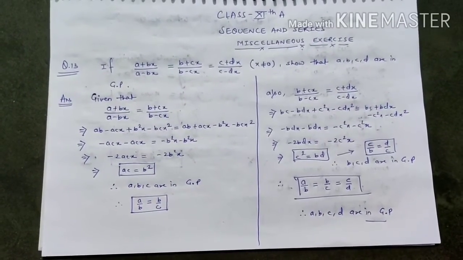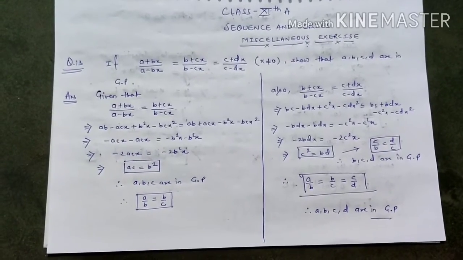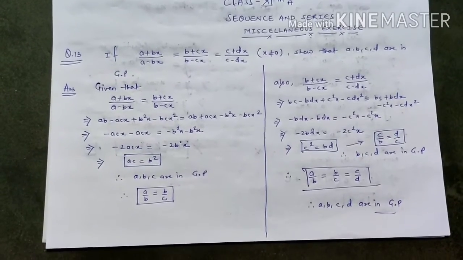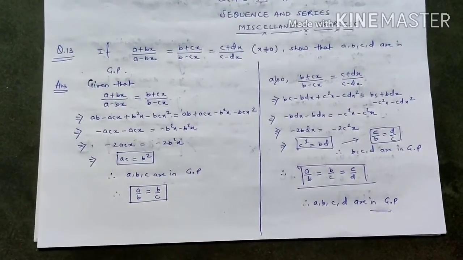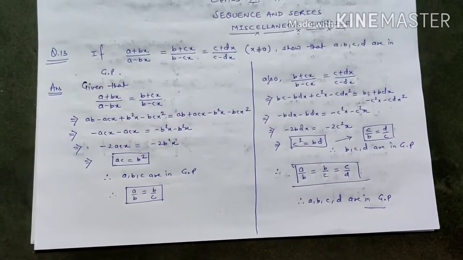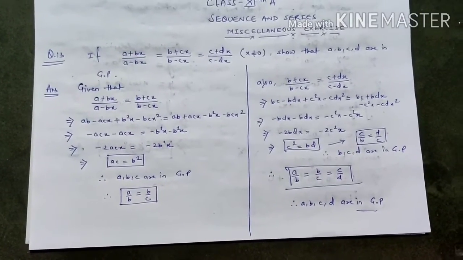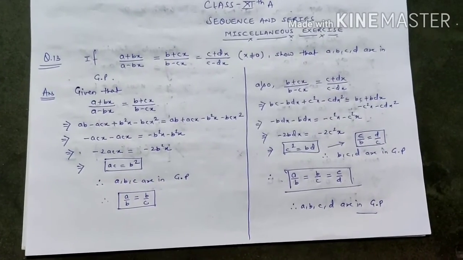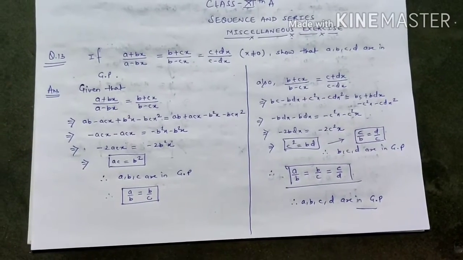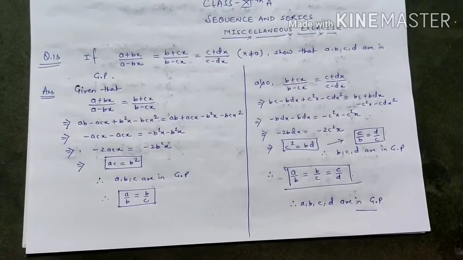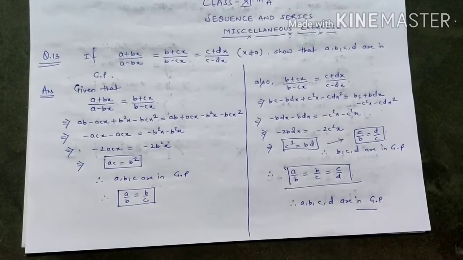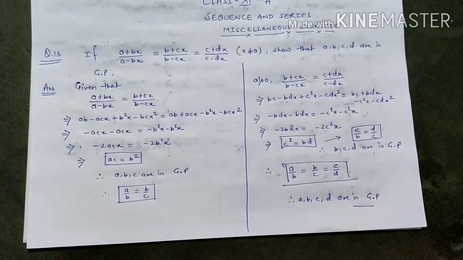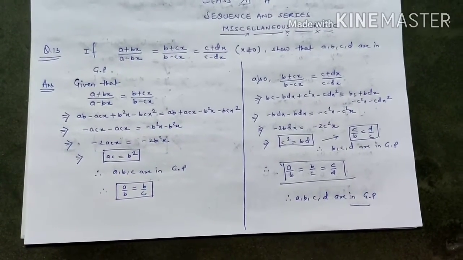You can choose any two, no problem. After simplifying using the concept of equations, I get b square equal to ac, which is the required condition that a, b, c are in GP. Similarly, after choosing the first two, I choose the next two. We get (b plus cx) upon (b minus cx) is equal to (c plus dx) upon (c minus dx). Just doing the cross multiplication and then solving as per the rule of equations, I got c square equal to bd. So from both conditions I get a, b, c, d are in GP.